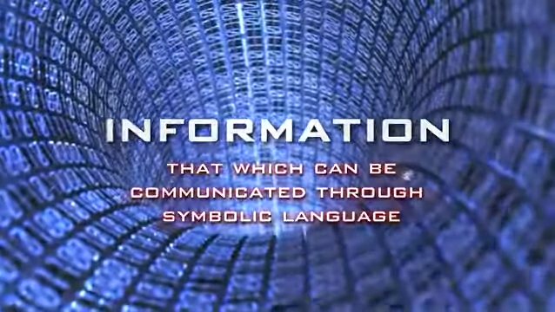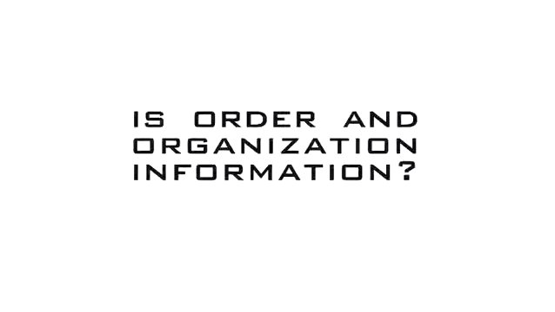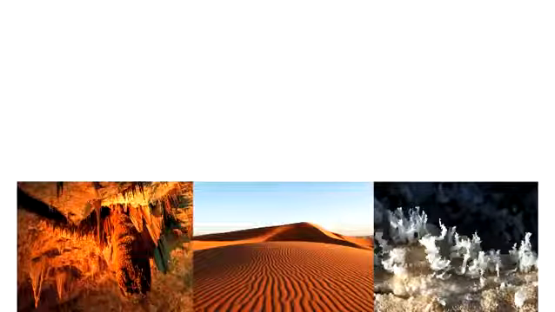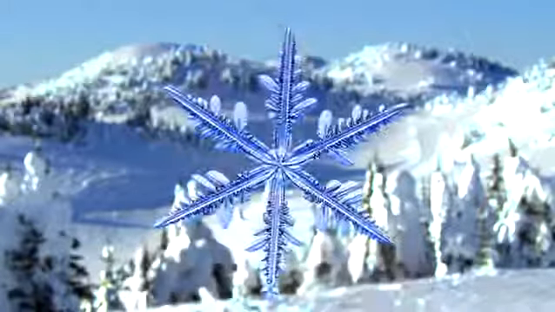So what is information? Is order and organization information? When we look at nature, we see a lot of organization. Salt crystals, stalactites, even a sand dune could be considered organized. However, these would be considered examples of self-order. What about a simple snowflake? Is there order to its structure?